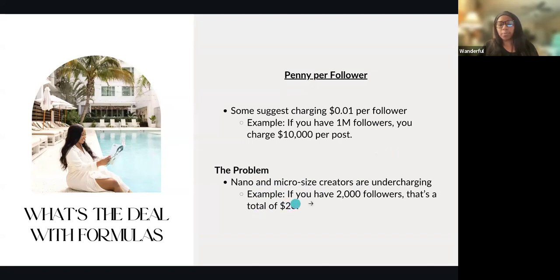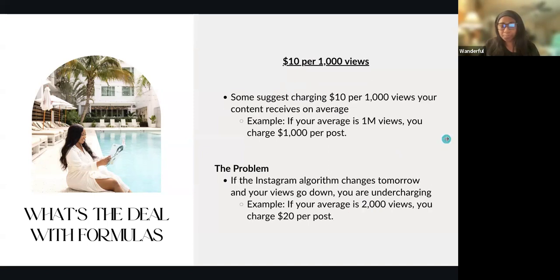Let's think about it. For example, if you have 2,000 followers, that's a total of $20. $20 for what? To do all this work for brands? Not fair to you. So this is why the penny per follower rule makes sense. It's definitely in favor of the bigger creators. But the ones that are just starting out, and even micro-sized creators, who've probably been in the game for a minute, it just doesn't work out in your favor, and you definitely don't want to be charging brands $20.